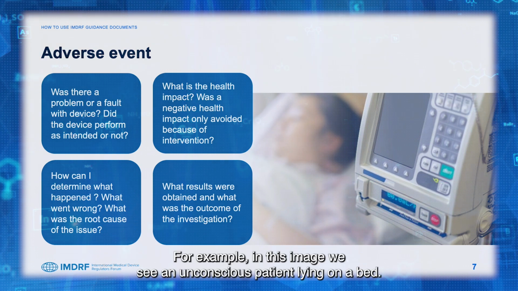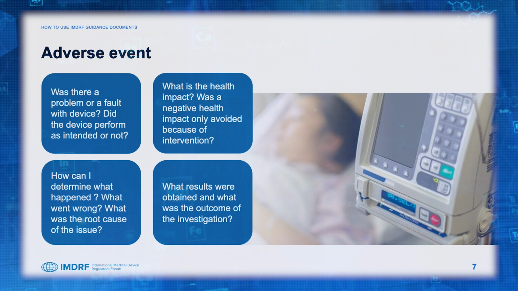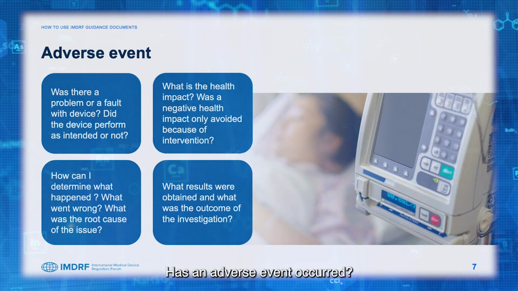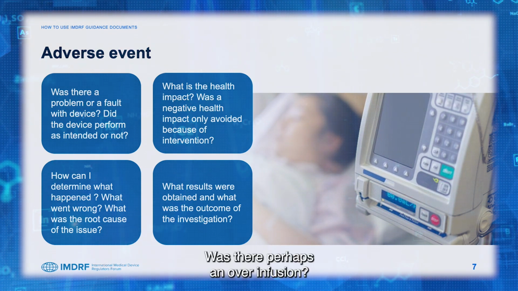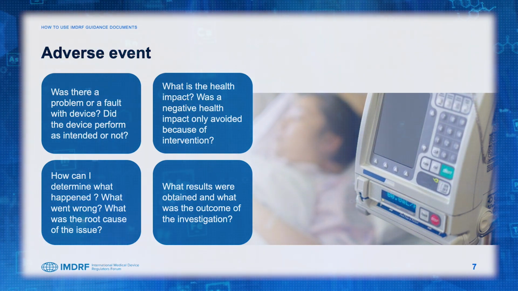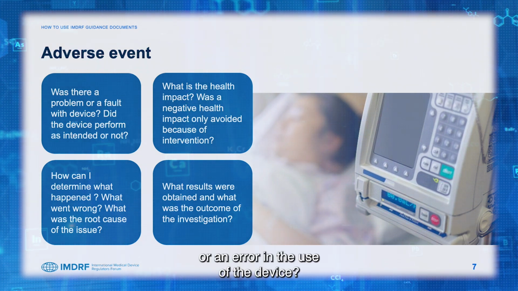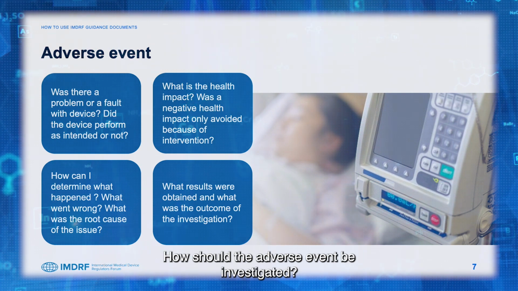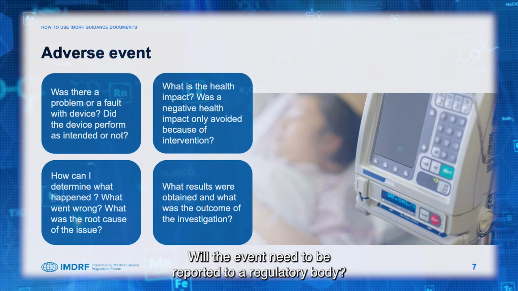For example, in this image, we see an unconscious patient lying in a bed. The patient is connected to an infusion pump. Has an adverse event occurred? Did the pump malfunction? Was there perhaps an overinfusion? Was the overinfusion the result of a device problem or an error in the use of the device? How should the adverse event be investigated? Will the event need to be reported to a regulatory body?